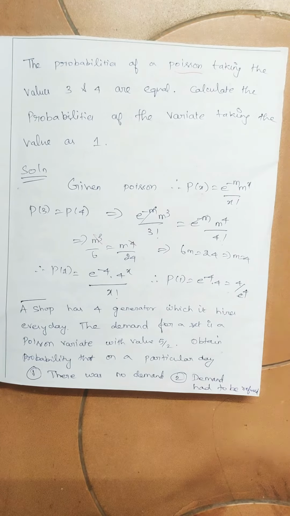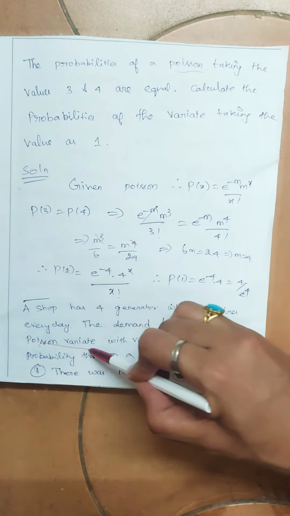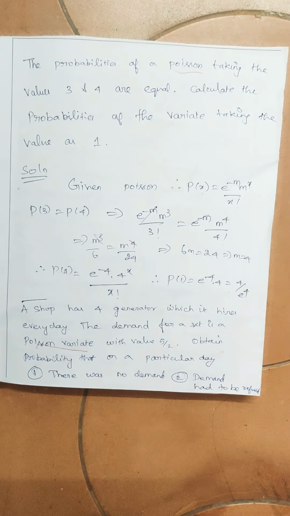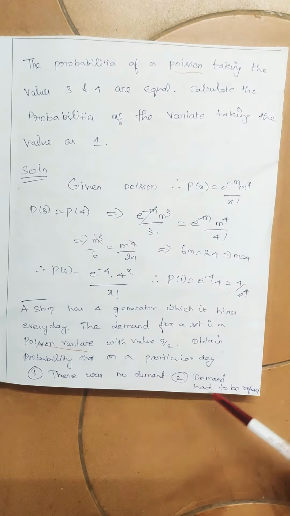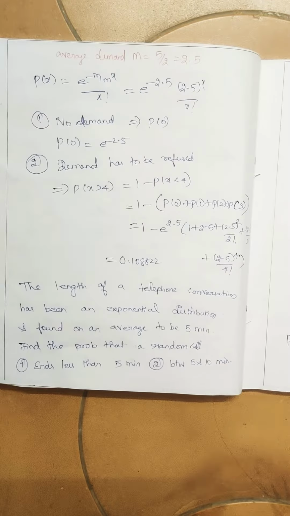And now the next question. A shop has 4 generators which it hires every day. The demand for a set is a Poisson variate. Now you got the clue? It's a Poisson problem, with value 5 by 2. Okay. So obtain the probability that on a particular day, question 1, there was no demand. Question 2, demand had to be refused. Now you can pause the video, try to solve it on your own.